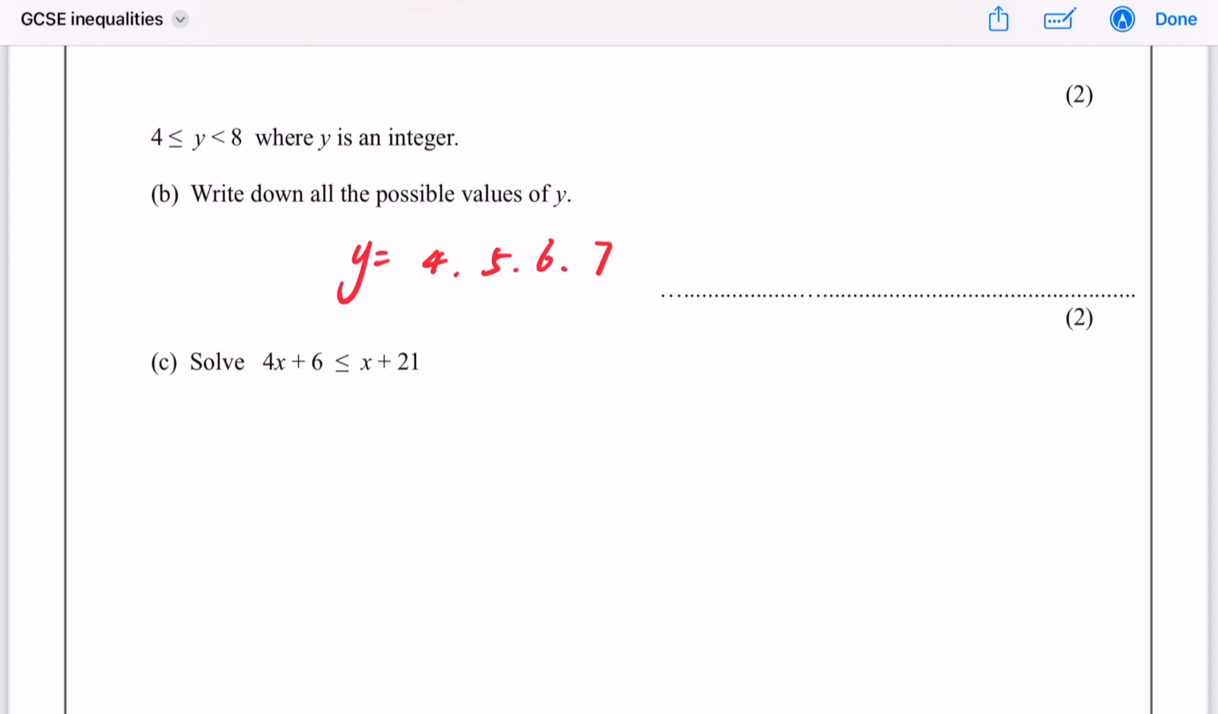In order to solve the inequality in part C, we need to do 2 rearrangements. I'll show you guys how to do that step by step.